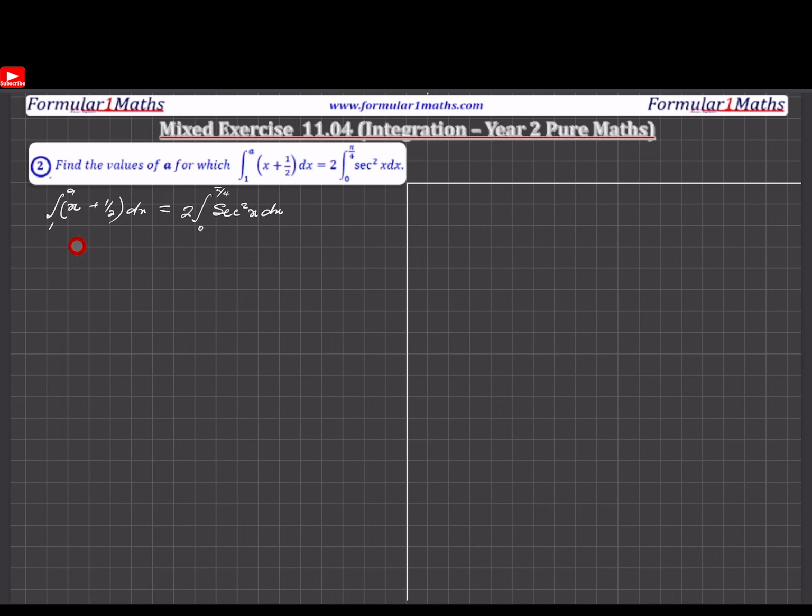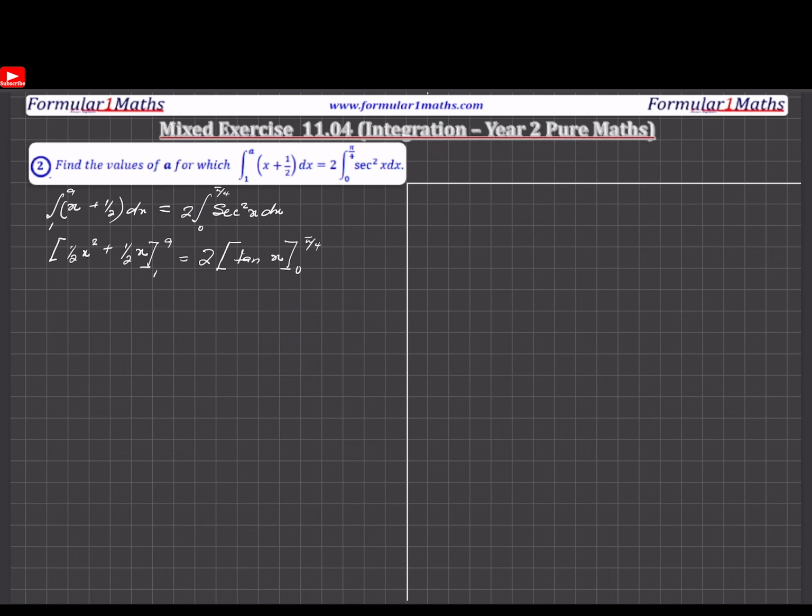So if I integrate x with respect to x, I'll get half x squared plus half x, and that's the integration of half. And I put in my limits from 1 to a. And on the right hand side, I have 2. Then I'll integrate sec squared x. I'll get tan x. I'll put my limits again from 0 to pi over 4.